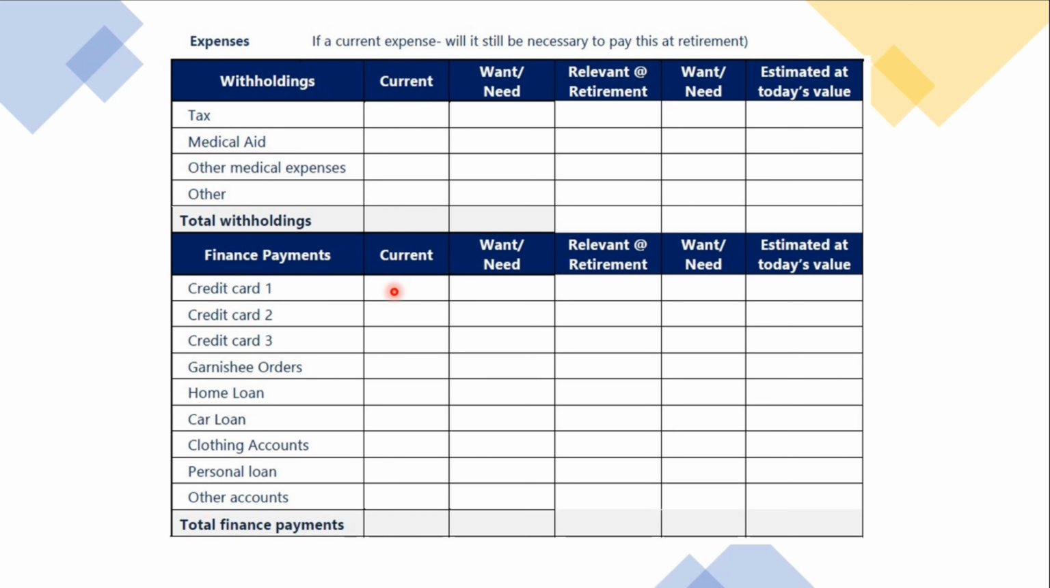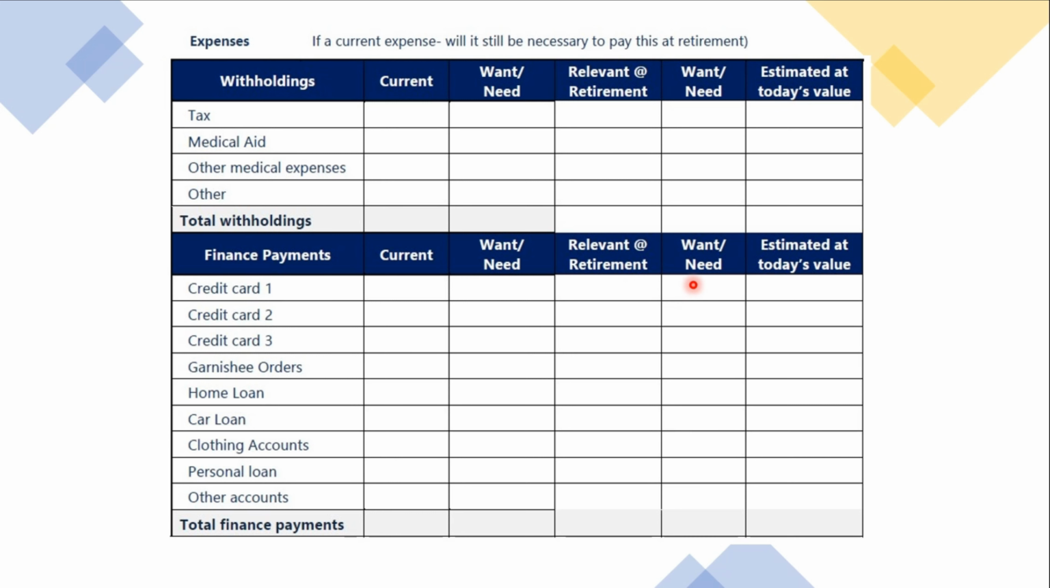Deductions. Now we're looking at finance payments. That would normally not all apply to you. If we look at credit cards, I really hope you don't have 3 credit cards, but let's start talking about it. What is the current payment of credit card 1? Is it a want or a need? Do you think it will be relevant at retirement? Shouldn't really be, but it's your analysis.